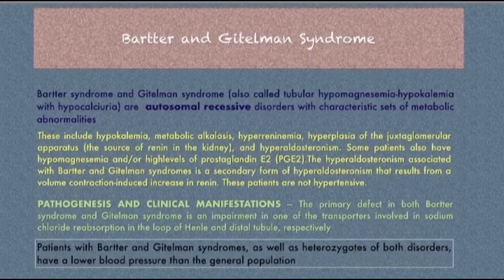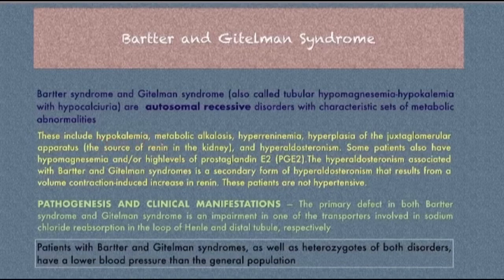Coming on to Bartter and Gitelman syndrome. Bartter and Gitelman syndrome, as you all know, is a defect in the tubular reabsorption of sodium and chloride. These are both autosomal recessive disorders, and they have a characteristic set of metabolic abnormalities. So what metabolic abnormalities are there in Bartter and Gitelman syndrome?